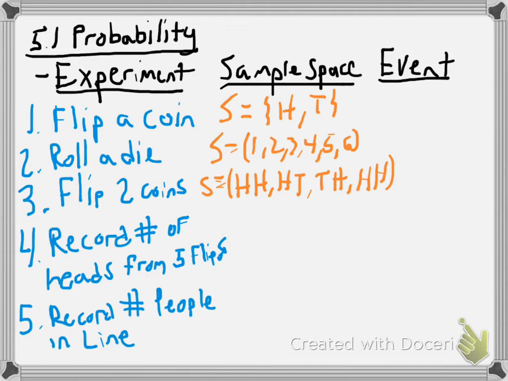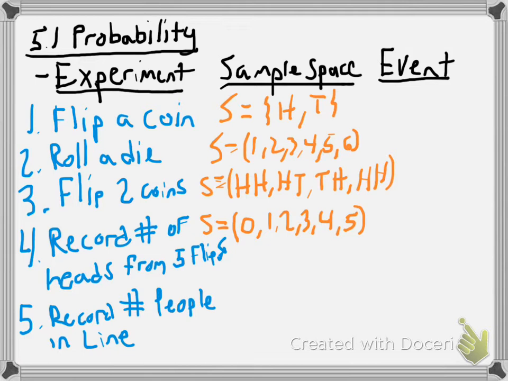The next experiment is to record the number of heads from 5 flips of a coin. Well, what's the minimum number of heads we can get from 5 flips? 0. What's the next number of heads we can get? 1, 2, 3, 4. And the maximum number of heads we can get from 5 flips is 5. So 0, 1, 2, 3, 4, 5. Now it's recording the number of heads. Same thing for tails, but sometimes we just focus on heads.